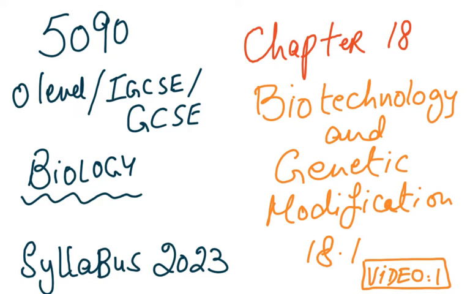Bismillah ar-Rahman Rahim. Now we start the 18th chapter, and this is 5090 O-level syllabus, but this works for IGCSE and GCSE as well. This is the syllabus 2023, and we're going to do biotechnology and genetic modification, which is a slight change in the new syllabus. So let's talk about this now.